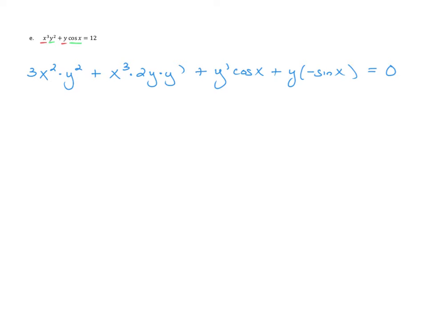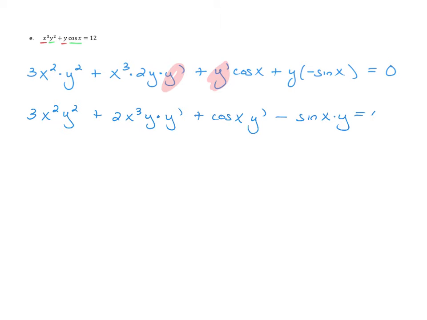Right, here it is. Let's see, I have a y prime here and here. I want all the other terms on the other side of my equation. Maybe I'll just rewrite this a little carefully. This is 3x squared times y squared plus, I'll put this next thing as 2x cubed y times y prime. I'll write this next thing as cosine x times y prime. And that's really minus sine x times y.